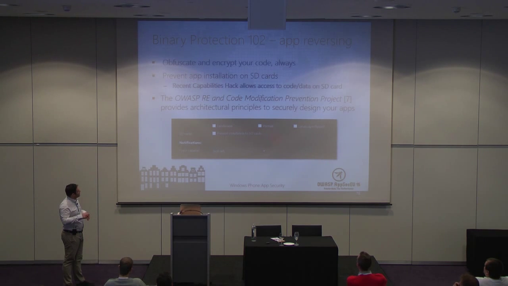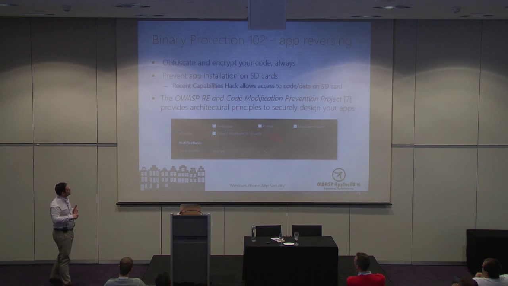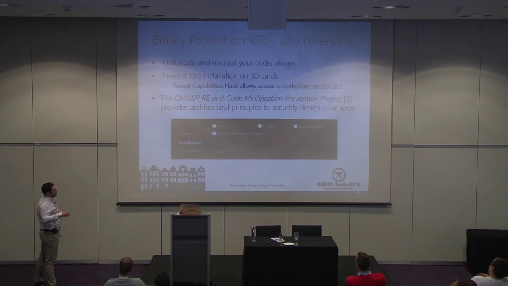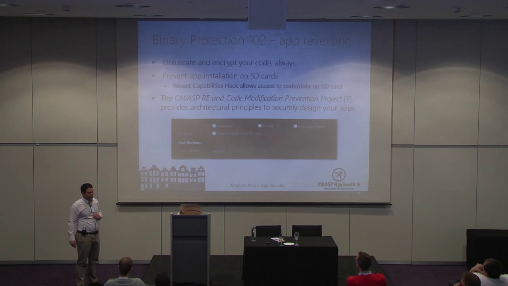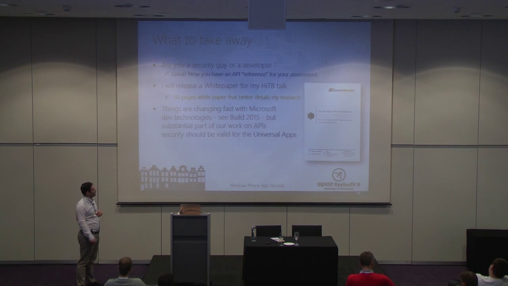As a final consideration, there is a nice option that allows the developer to prevent installation to the SD card. That's because there is a bug in the implementation, and I'll show some exploitation techniques concerning this vulnerability at the Black Hat Mobile Summit in June. So I can share my secret for now. And as a final note, I suggest having a look at the reverse engineering and code modification prevention project, which is an amazing resource for a series of architectural principles to securely design our application.